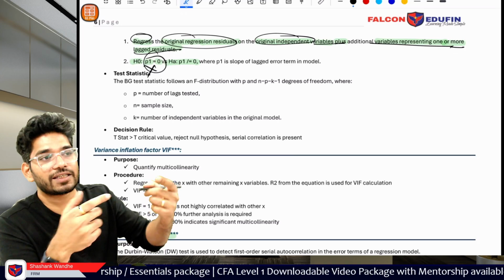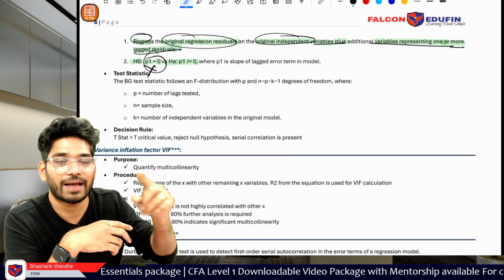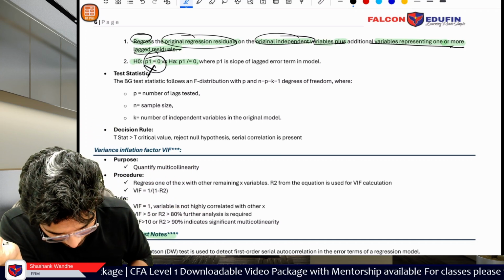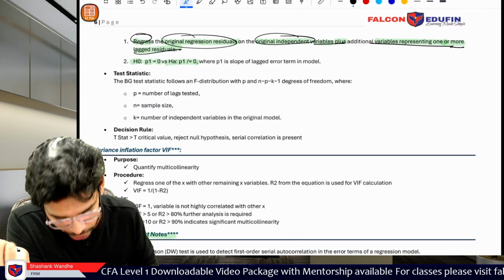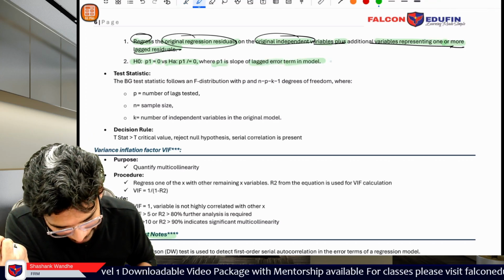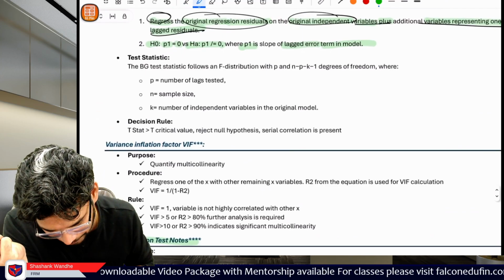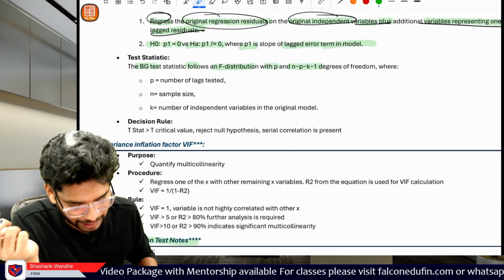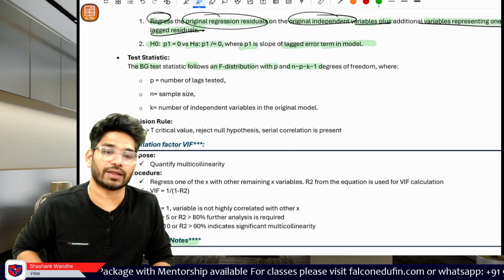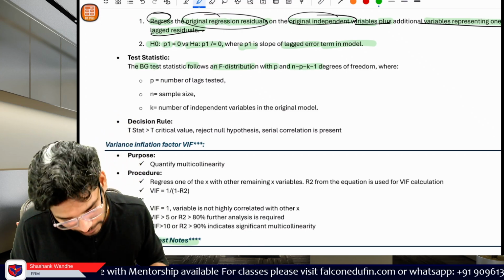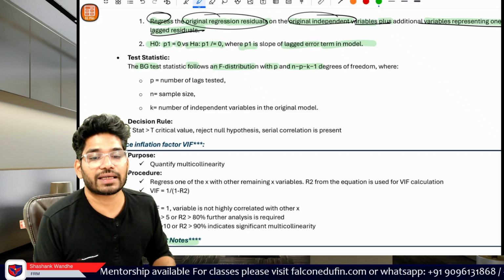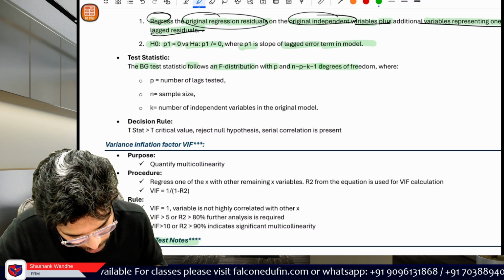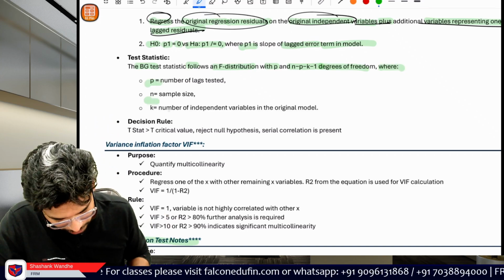If you reject this, it means your lagged error term has some serial correlation with the original error term. If you fail to reject, then there is no serial autocorrelation. Here P is the slope of the lagged error term. The BG test statistic follows the F distribution with P and N minus P minus K minus 1 degrees of freedom. P is the number of lagged variables, K is the number of independent variables, and N is the sample size. Everything here is provided.